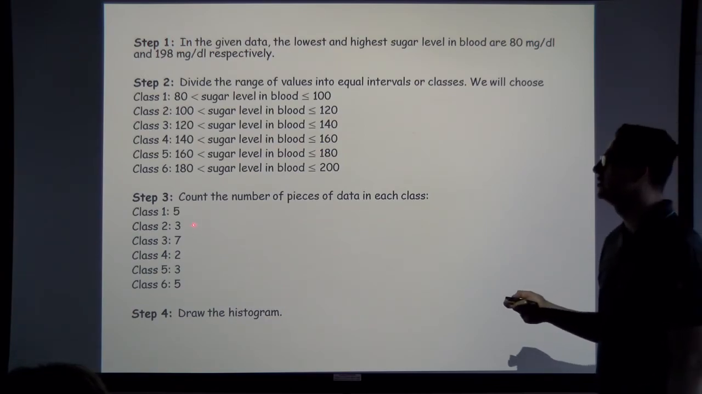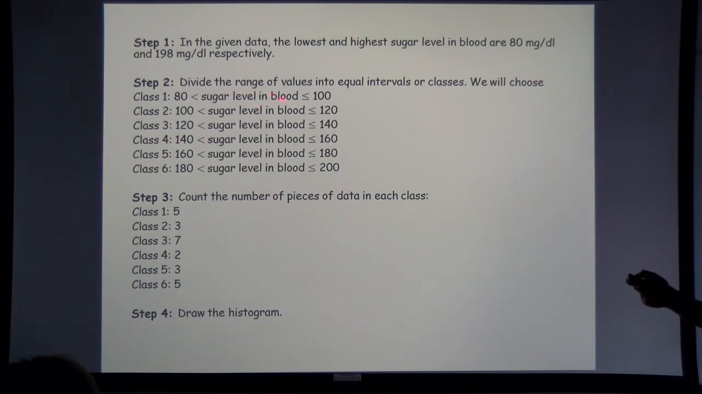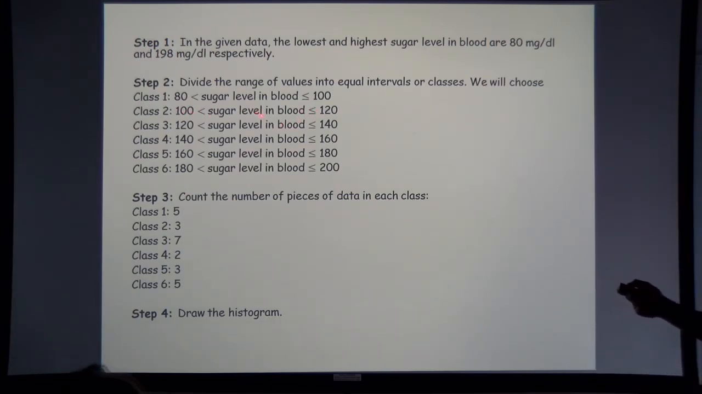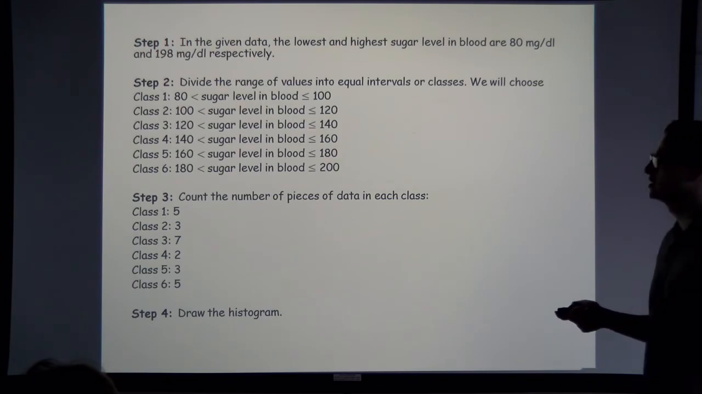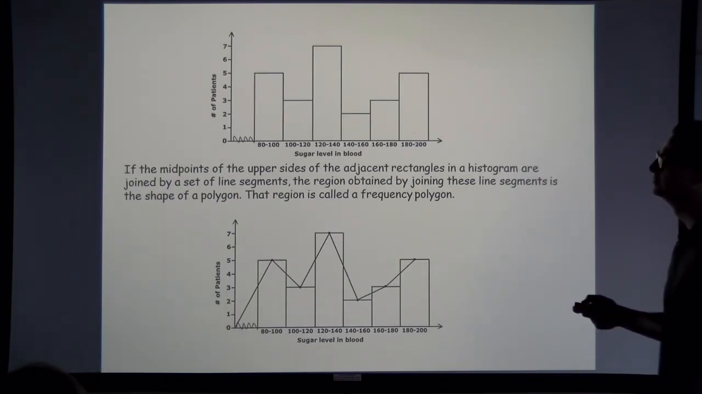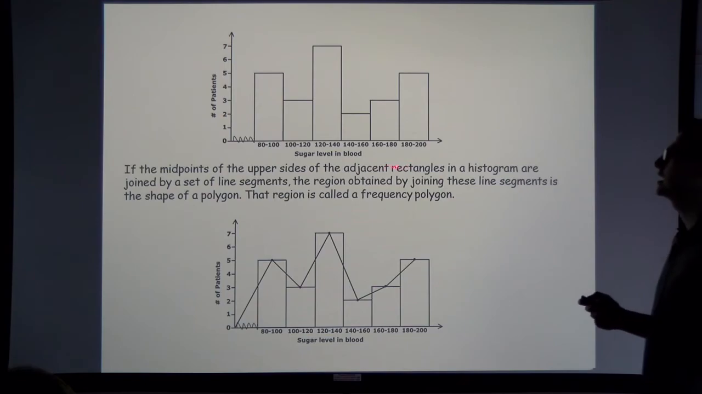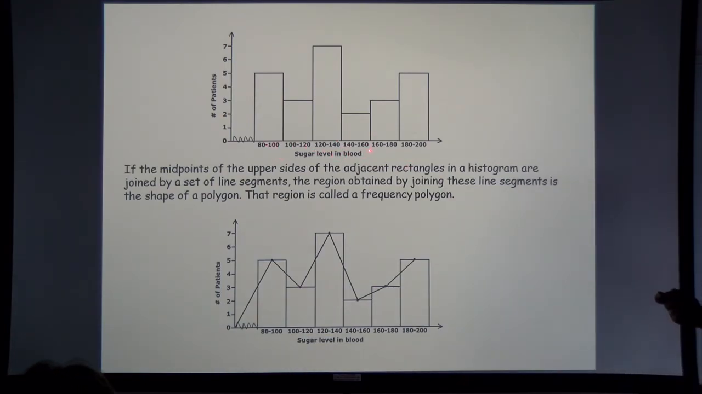In class 1, there are actually 5 patients that have a sugar level in blood that's higher than 80, but less than or equal to 100. There are 3 patients in class 2 that have a higher sugar level in blood than 100, but less than 120. To draw your histogram, it should look like this. Your y-axis is going to be your number of patients, which is your frequency, and your x-axis is going to be your sugar level in blood, which is your intervals.